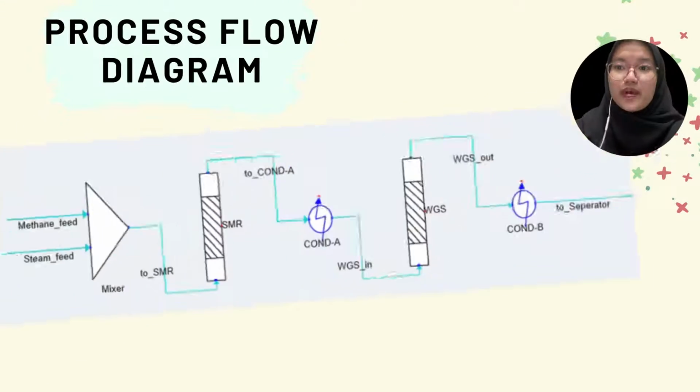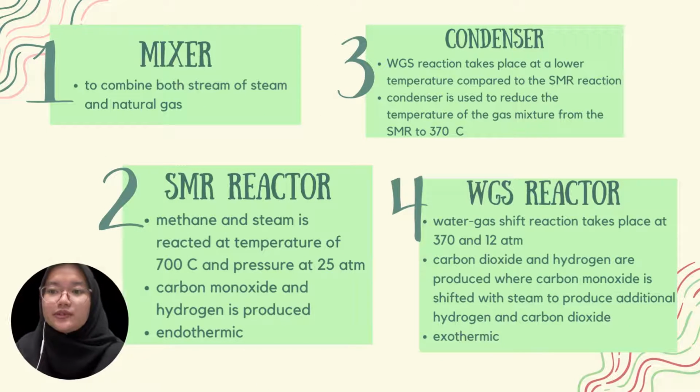This is the process flow diagram for the steam methane reforming reaction. First, the feed stream will pass through a mixer in order to combine both streams of steam and methane gas. Next, the mixture will be introduced to the SMR reactor where methane and steam are reacted at a temperature of 700 degrees Celsius and pressure of 25 atm. In this reaction, carbon monoxide and hydrogen are produced and the reaction is endothermic.